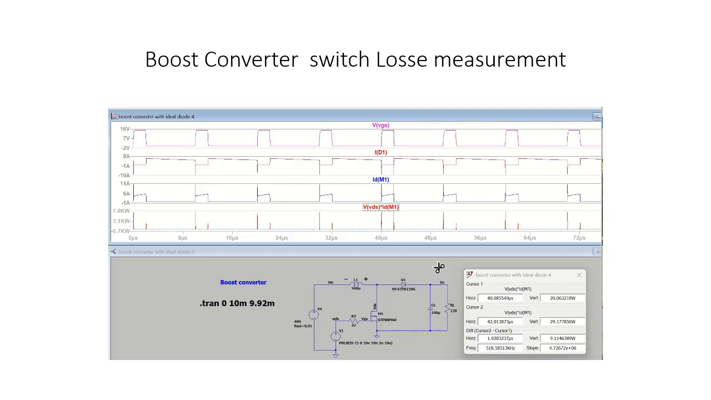Okay, with this I end the presentation on how to measure the switch losses in the LTspice simulation. Thank you.